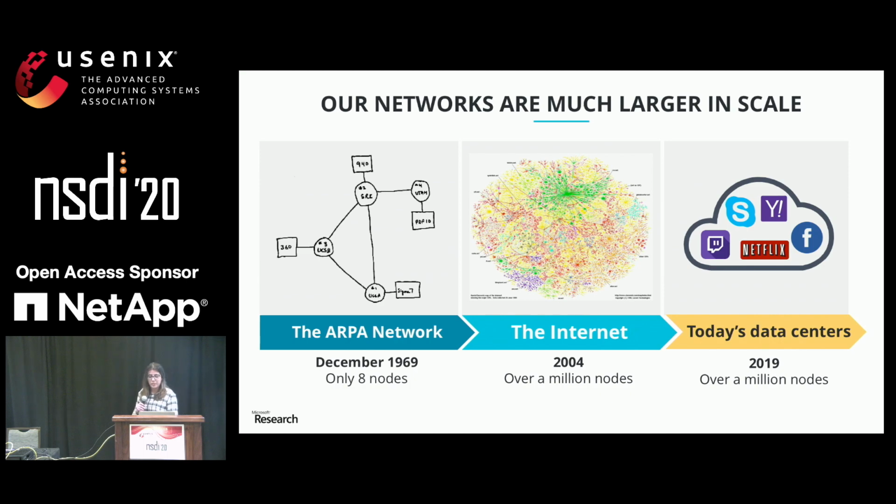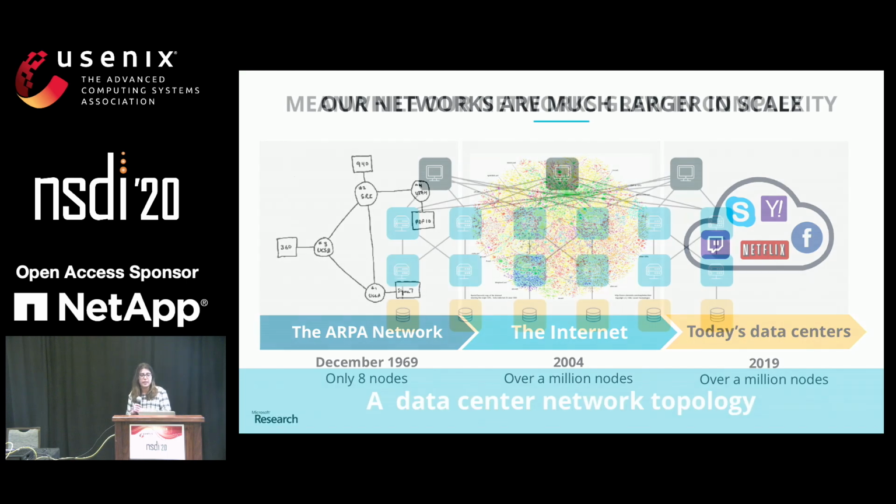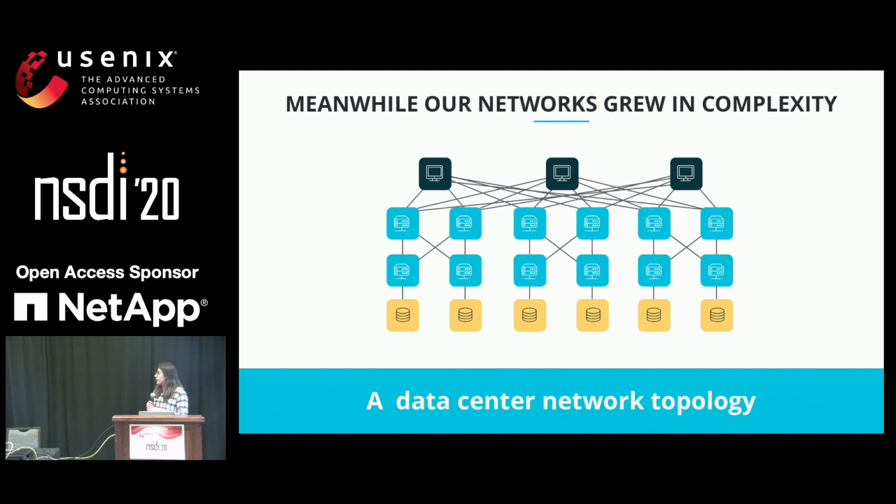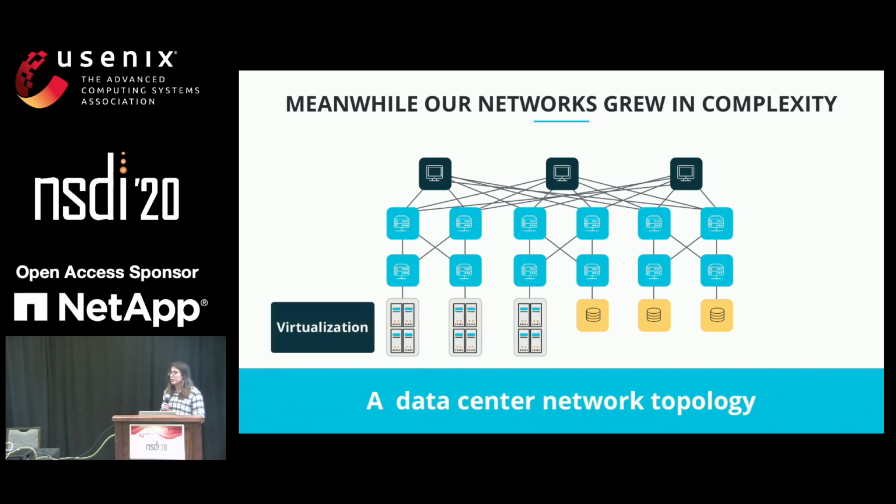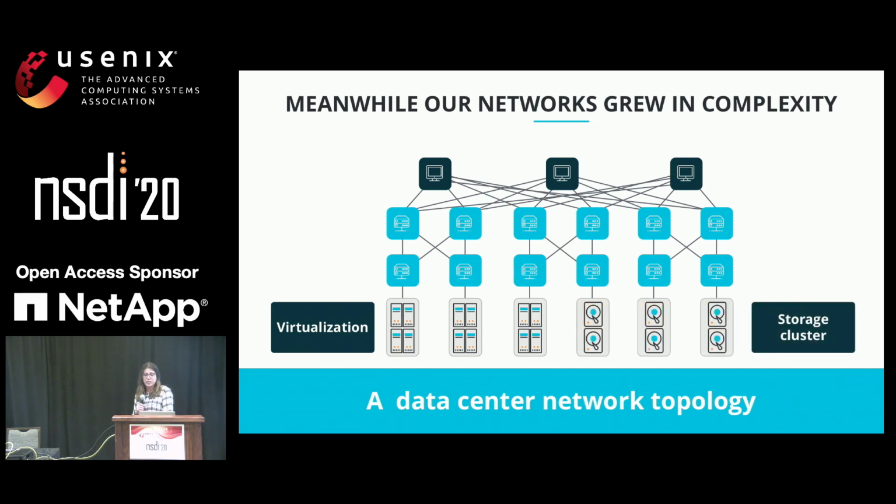And what's hard about this is that these networks have become more and more complex. Now, I'll start with the data center network as an example. But while the data center network topology is very, very simple, it's actually not that simple. We start with adding virtualization for our servers. We have storage clusters that manage the storage for many of these VMs.